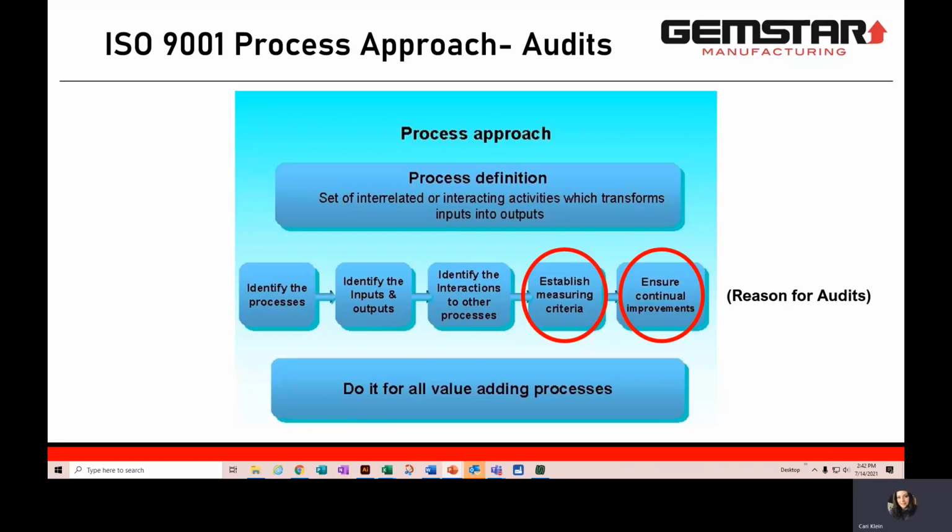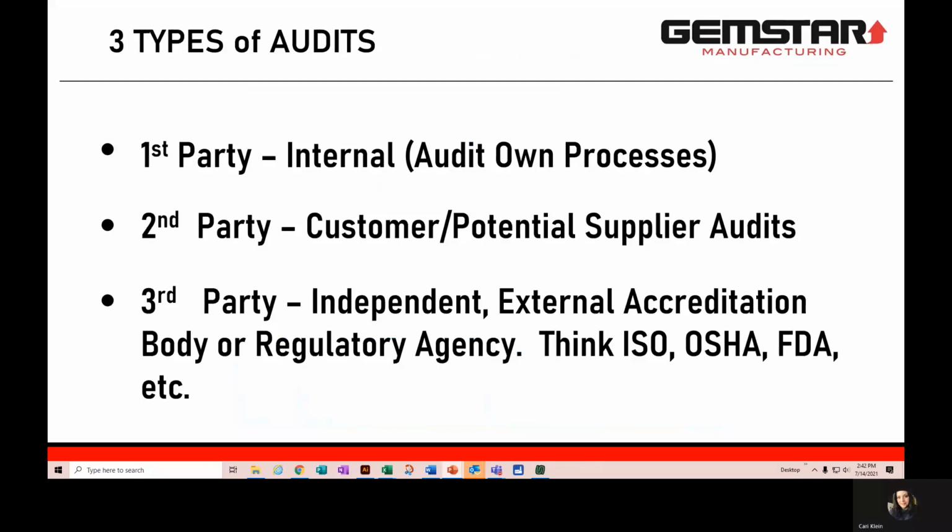Okay, so just a little background there on the process approach. I want to tell you about three specific types of audits. We have basically first, second, and third party audits. What this presentation is going to focus on is first party audits, or rather the internal audits. That's when an organization audits its own processes against whatever criteria or standard they come up with to measure against. And that's what the process audits at Gemstar are all about.